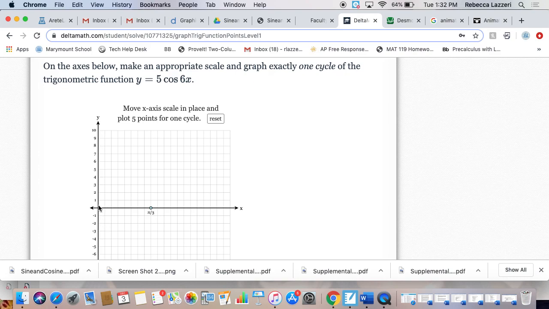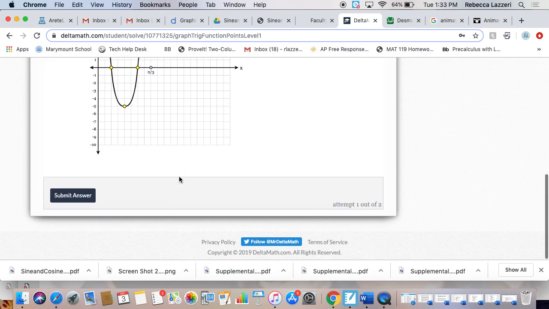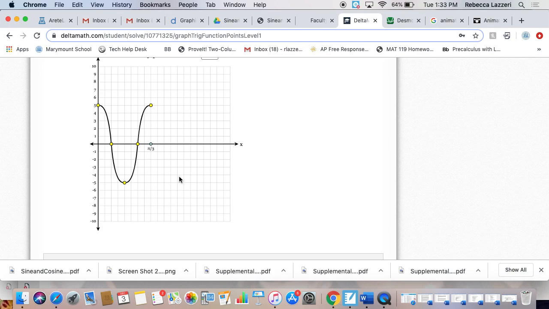It's cosine, so do I start here or up at 5? Very good, up at 5. Then I'm going to go over 2 because of where I put my end. Then I'm going to go down 5. Then I'm going to go back to 0. And then I'm going to end at 5. And the good thing is that submit answer will pop up if you did it right. Okay? So in answer to some of your questions, I could grab that pi over 3 and drag it way over, but then I would have to skip the appropriate amount of squares to make it happen.